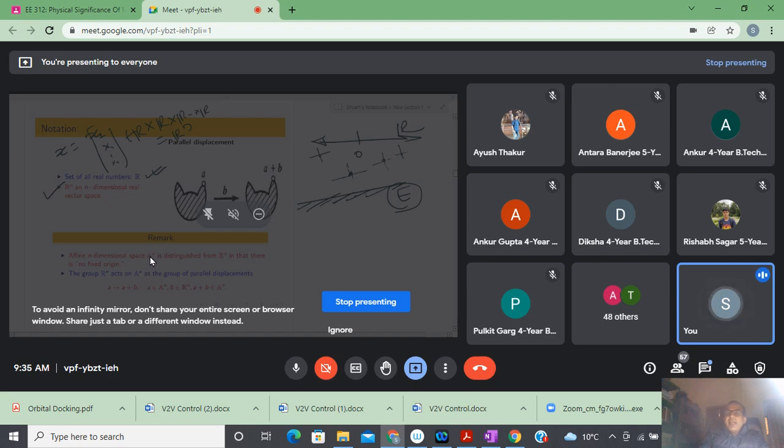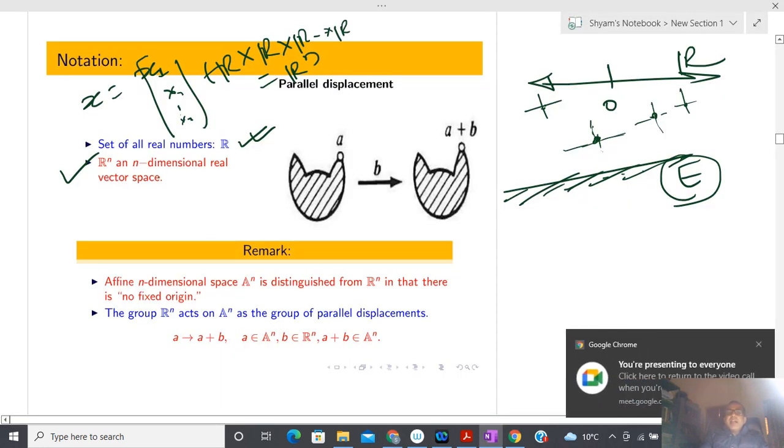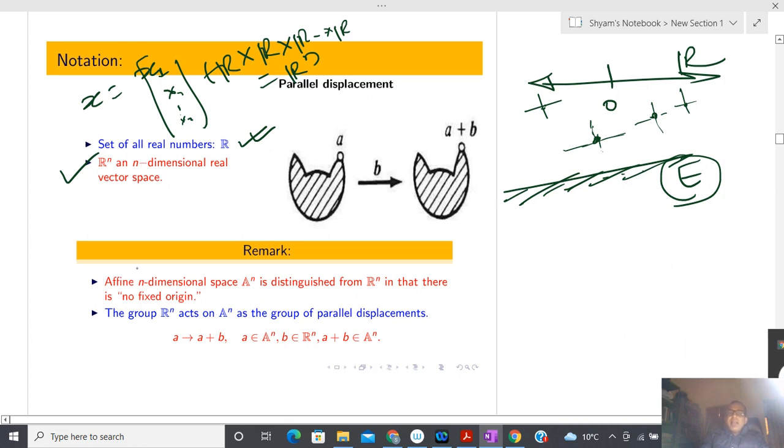What is An? An is an affine space where the origin is not fixed. That is the only difference between these two spaces. So I have one space that is called the n-dimensional real vector space, where the origin is fixed, and they will form a group. I am not specifying here what kind of operation, but at least with one operation they form a group, which acts on An as the group of parallel displacements.